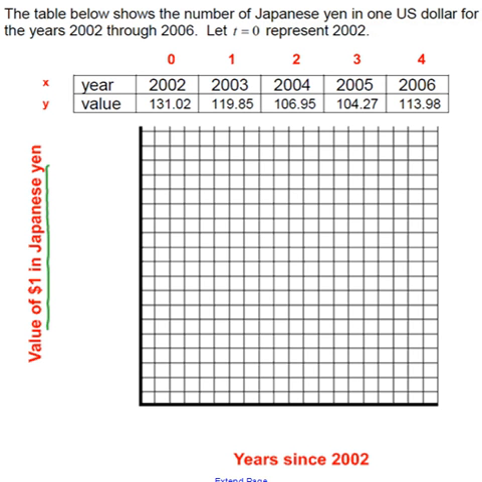The vertical axis is the value of $1 in Japanese yen. Just got that from here, the number of Japanese yen in $1 US. And then this is years since 2002. That's the way we defined it. So those axis labels are really important, because otherwise either you get your graph backwards, or if you leave them off, we don't even know what the graph means, and so the graph has no meaning.